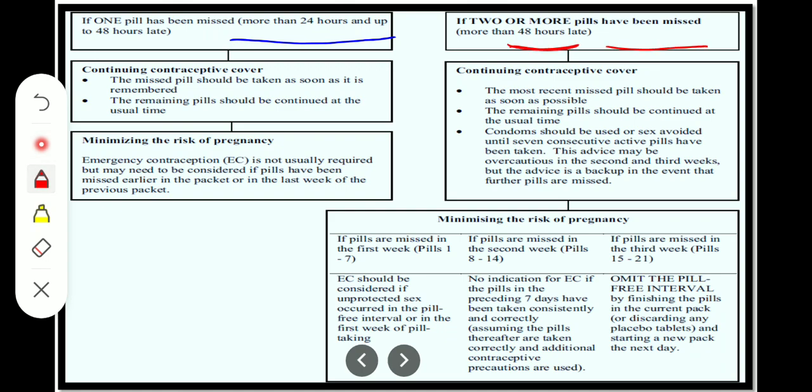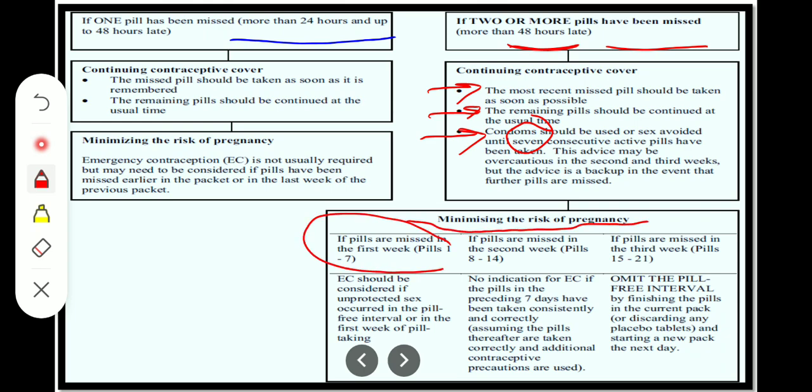Then we will tell the patient to take the most recent pill as soon as possible. The remaining pills should be continued at the usual time. Meanwhile, we will also ask the patient to use a condom or avoid sex until 7 consecutive active pills have been taken. So this 7 is also important. Sometimes questions come related to this point as well: for how many days will she avoid sex or use a condom.